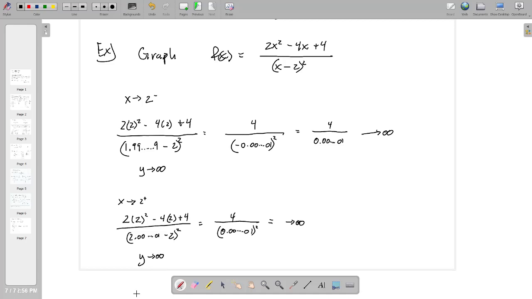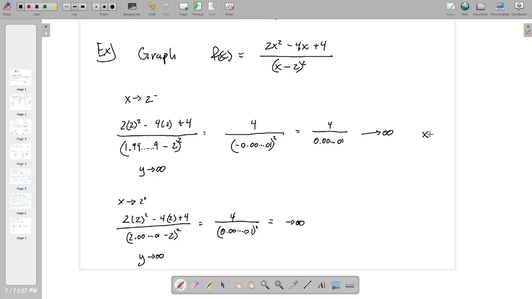So we know a couple of things here. We do have a vertical asymptote because as x approaches 2, y is going to infinity, from either side, it doesn't matter. After this one, we knew we had a vertical asymptote. Now, the other thing that we know is that as x approaches 2 from the right, y is going to infinity, and as x approaches 2 from the left, y is also going to infinity. Okay, so we have a little bit of information for our graph.